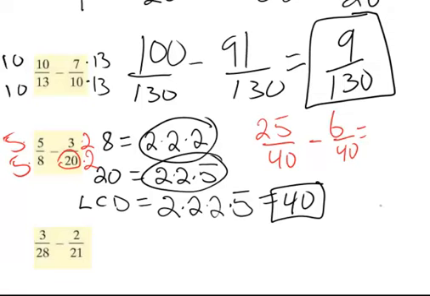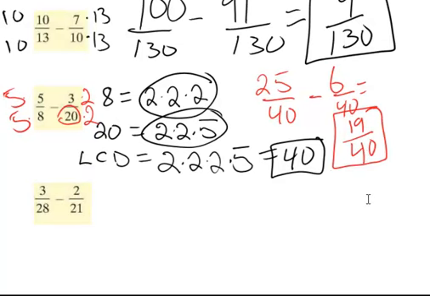Okay? Now I'm going to go ahead and subtract. 25 minus 6 should just give me 19 all over 40. And I'm done. All right. It takes a little bit of time, but if you take your time with the problem, you'll be able to figure it out.